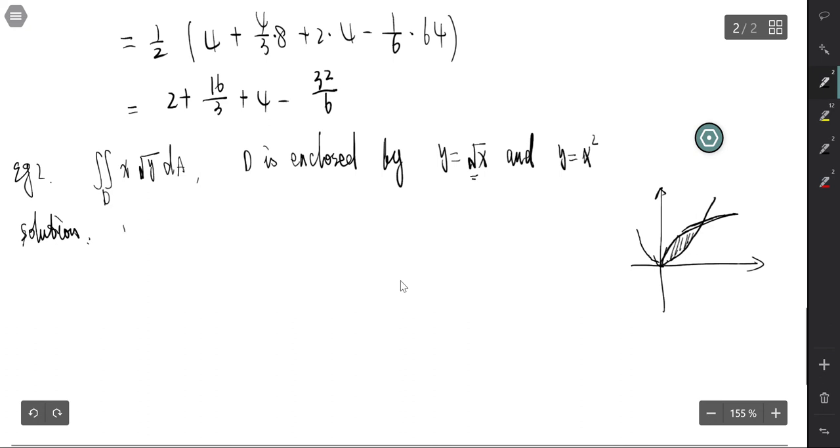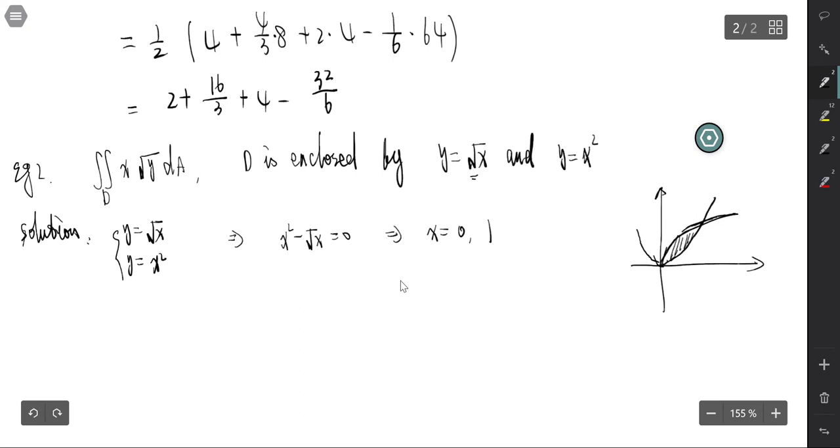First, we find the intersection. That is x squared minus square root x equals 0. So x equals 0 and 1. From the graph, we know that for this region we can integrate any one first. That's okay because it's both x type and y type.